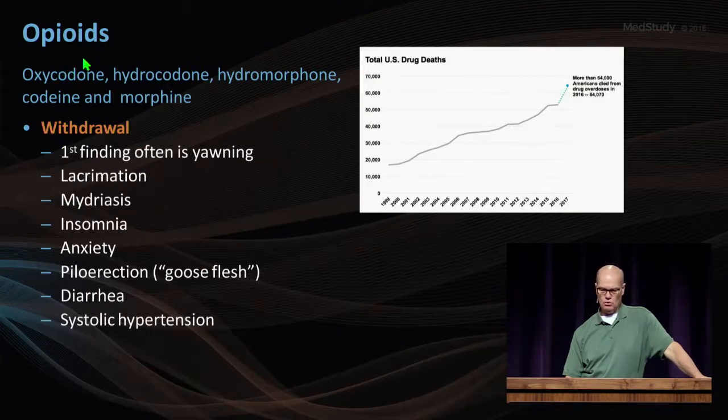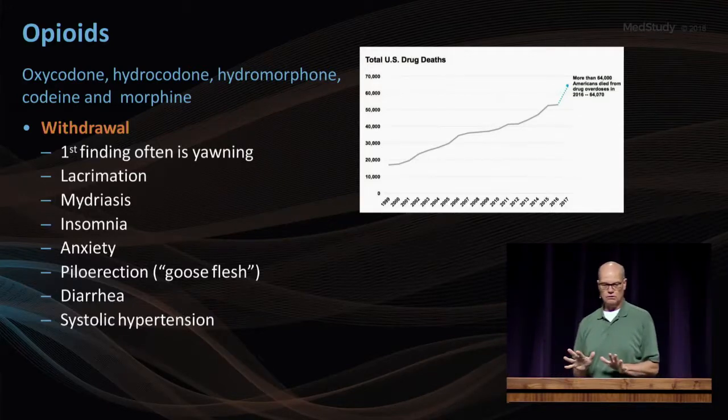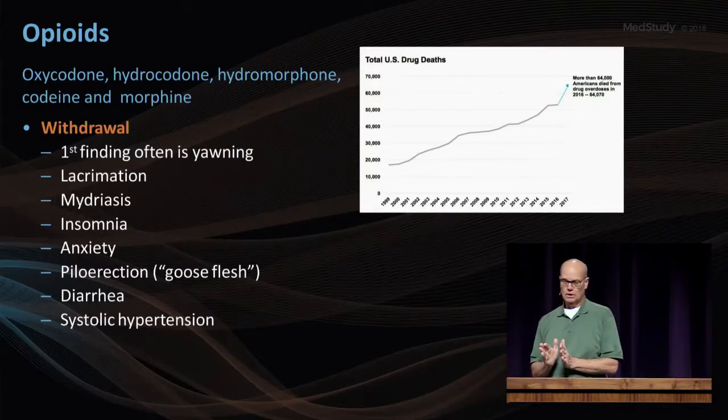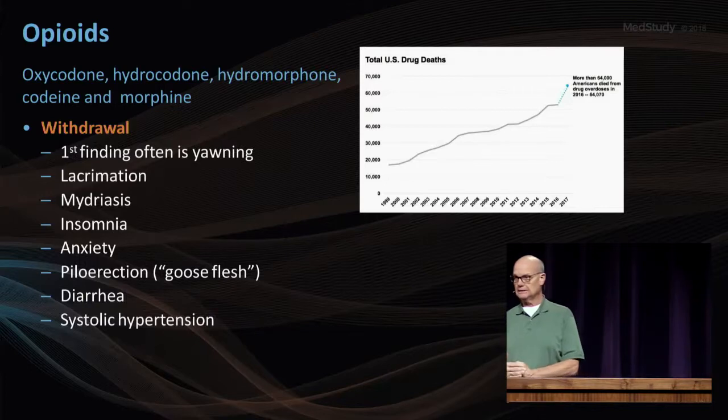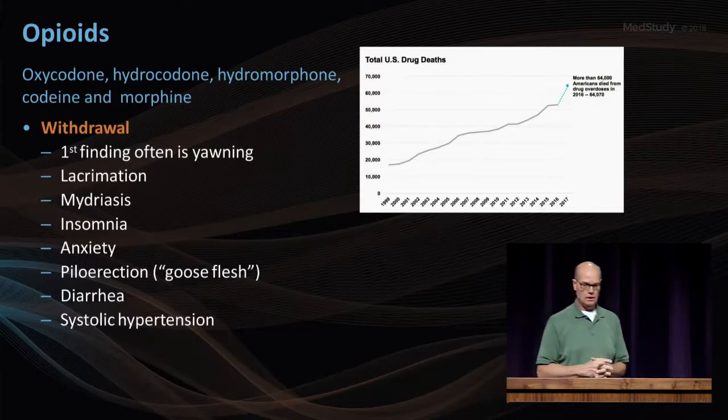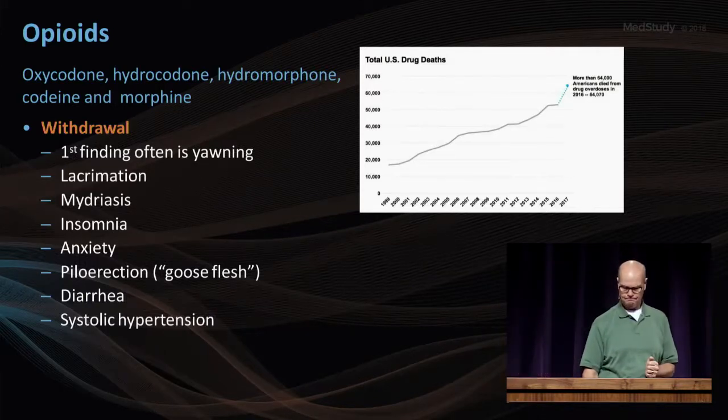Withdrawal, you should know for the opioids. The first finding is oftentimes yawning, big buzzword for your boards. Lacrimation, mydriasis, and anxiety, diarrhea, and piloerection. These are very typical descriptions that I think would be likely to appear on your boards.